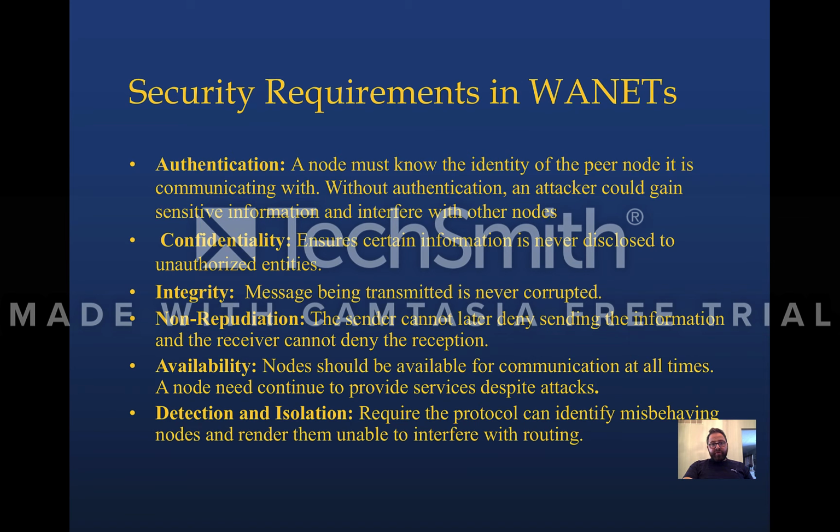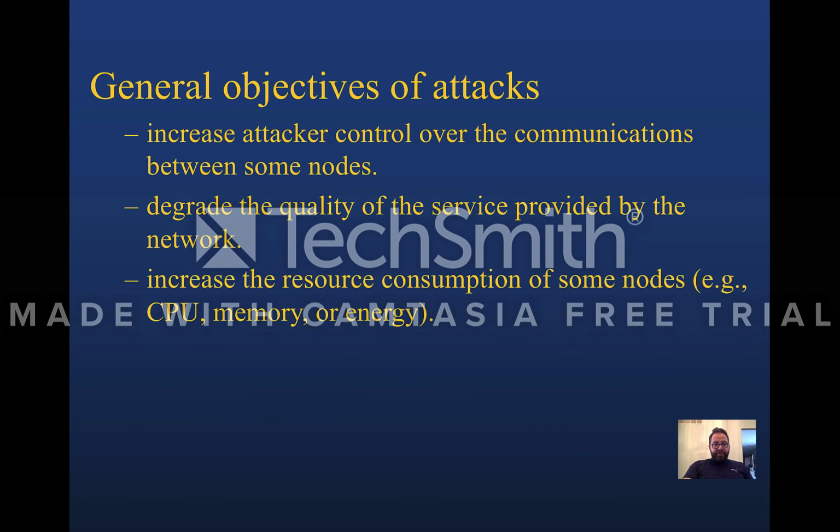Confidentiality ensures certain information, such as personal information, location, and credit card details, is never disclosed to unauthorized entities. Integrity means messages being transmitted are never corrupted. Non-repudiation. Availability means the network is supposed to be available all the time with no delay. Detection and isolation are required so that we can identify the misbehaving node and isolate it.